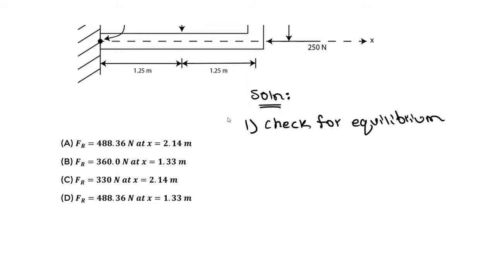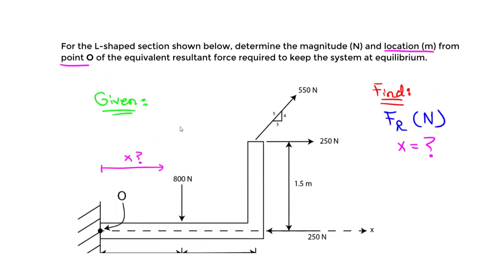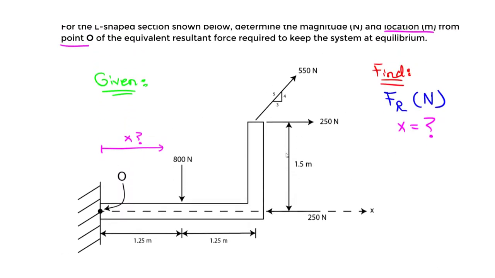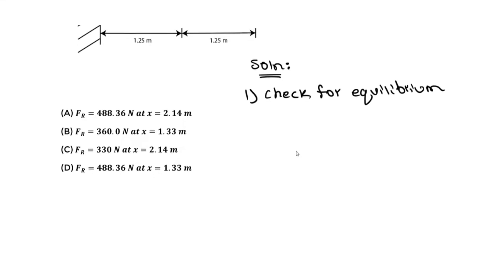And all that means is we will check for equilibrium in the horizontal direction and in the vertical direction. So we will do the sum of the forces in the x and the sum of the forces in the y, and they must equal zero because we're at equilibrium. So the first one we'll do is the sum of the forces in the x must equal zero. We're checking for equilibrium along the x direction, assuming everything going to the right is positive.